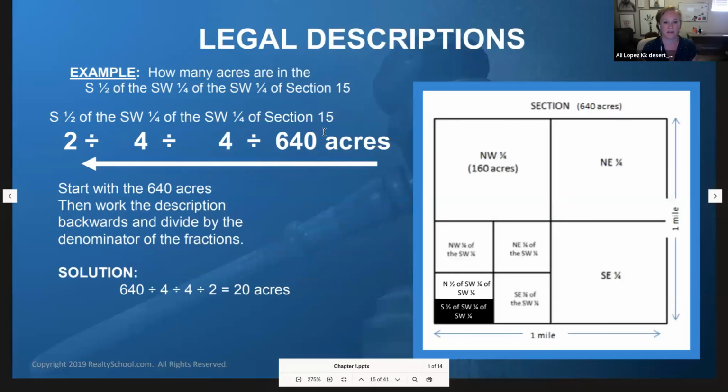The best way to figure out this math is, if we know that this whole section is 640 acres, we can start at the end of the problem and work our way towards the beginning. Instead of trying to figure out the southwest half of 640 by the southwest fourth of that answer by the southwest fourth, we're going backwards. So we're dividing 640 by 4, then this answer divided by 4, then this answer divided by 2. So the southwest half of the southwest quarter of the southwest quarter is 20 acres. We'll do more math on that.